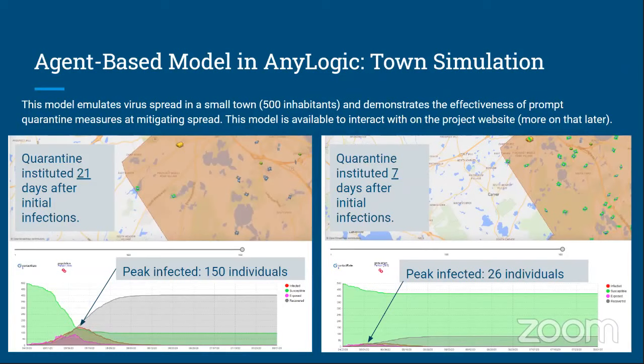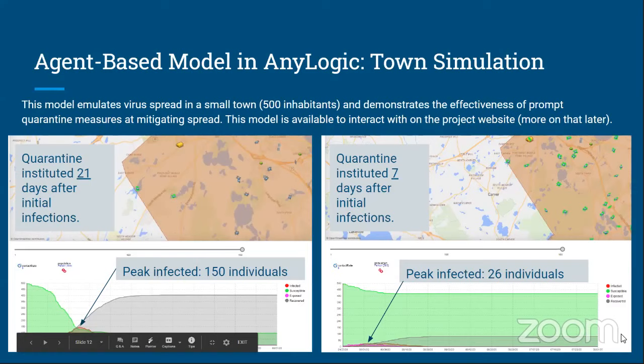And here we can see that quarantine is instituted in 2 different populations, 7 days and 21 days after an initial infection. The left graph is the 21-day quarantine. And as you can see, it has a much higher peak of infected individuals. And the right graph is the 7 days, and it has much lower infected individuals.